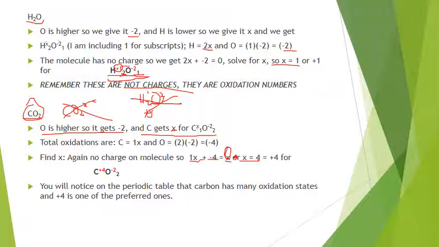Okay, so here, C has an oxidation number of +4, and oxygen has -2. You'll notice on the periodic table that carbon has many oxidation states, and in fact, +4 is one of the preferred ones. So when you calculate an oxidation number, often go and look at the periodic table to see if that number is there. If it isn't, then you may want to check your work. That's not always the case, though.